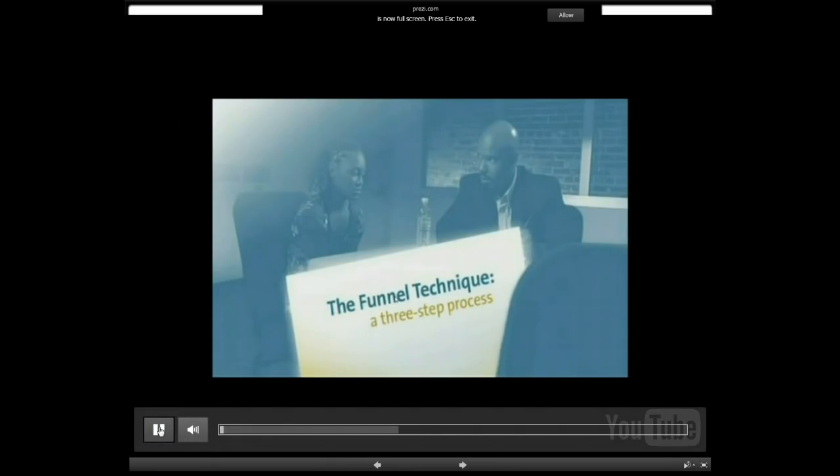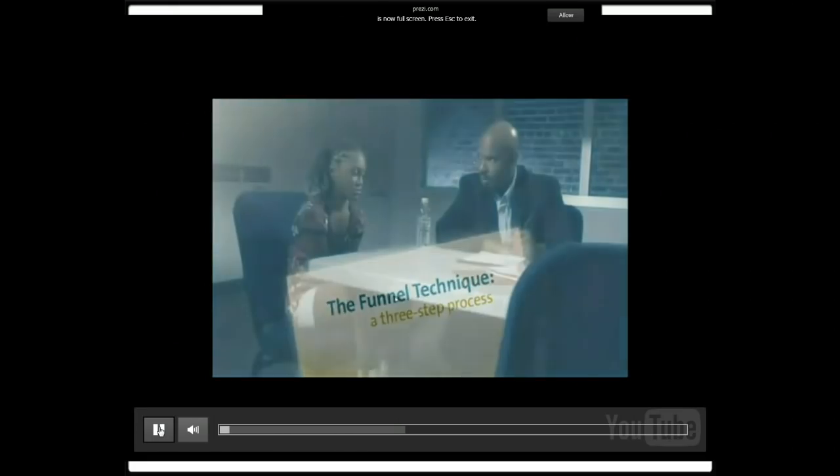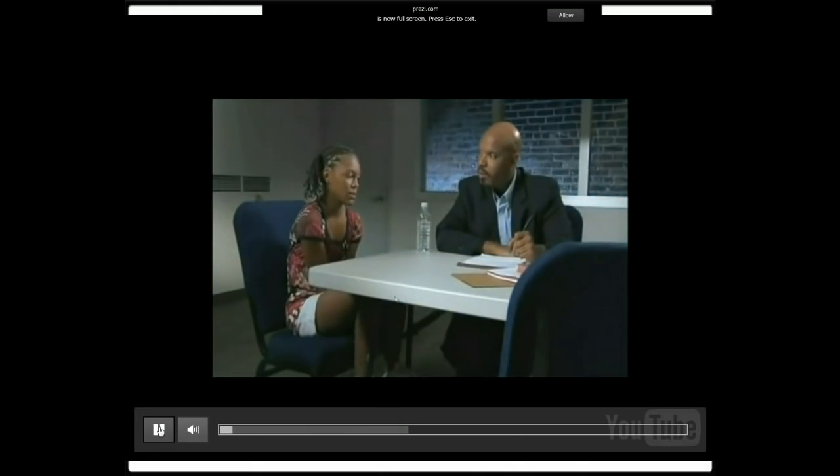funnel technique to encourage the child to give their account of what happened and to develop facts important to the case. Asking open-ended questions, letting the kid run with it, and then following up with narrow questions, and I find it to be extremely effective.